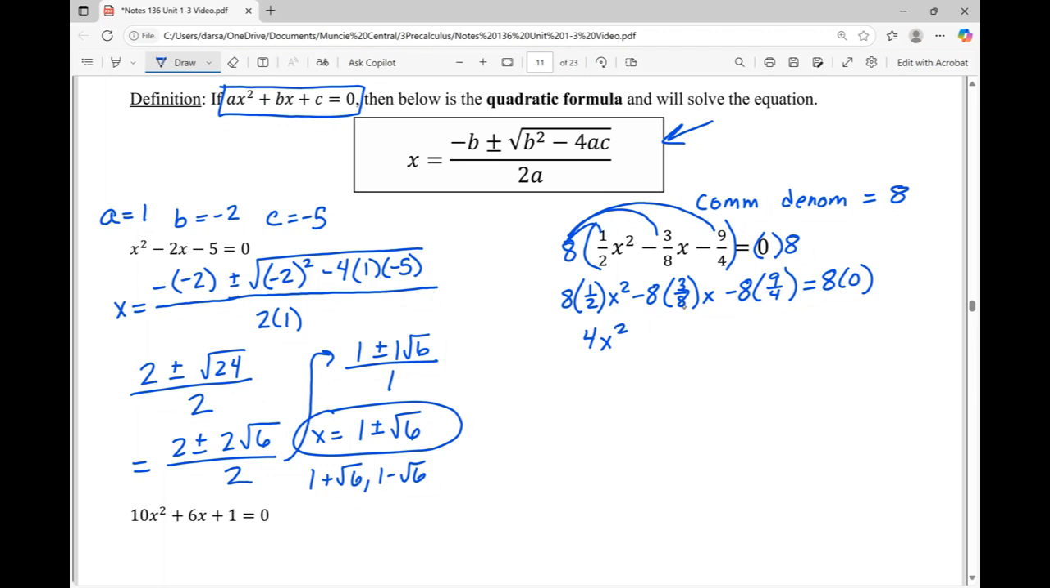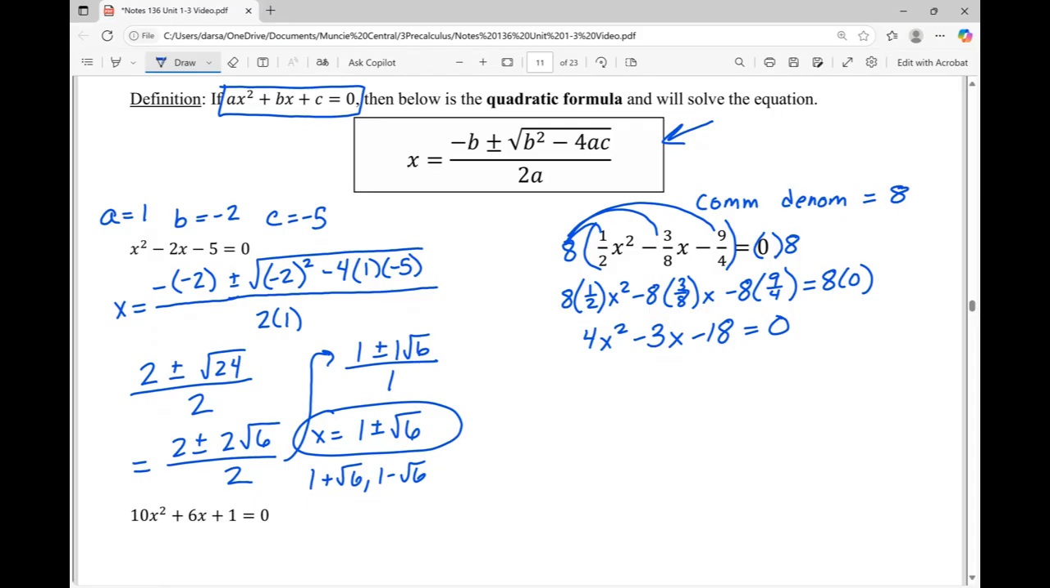Let's look at this one. What's 8 divided by 8? 1 times 3. So this is going to simplify to 3x. Let's look at this last one. 8 divided by 4 is 2 times 9 is 18. And then what is 8 times 0? Well, that's 0.